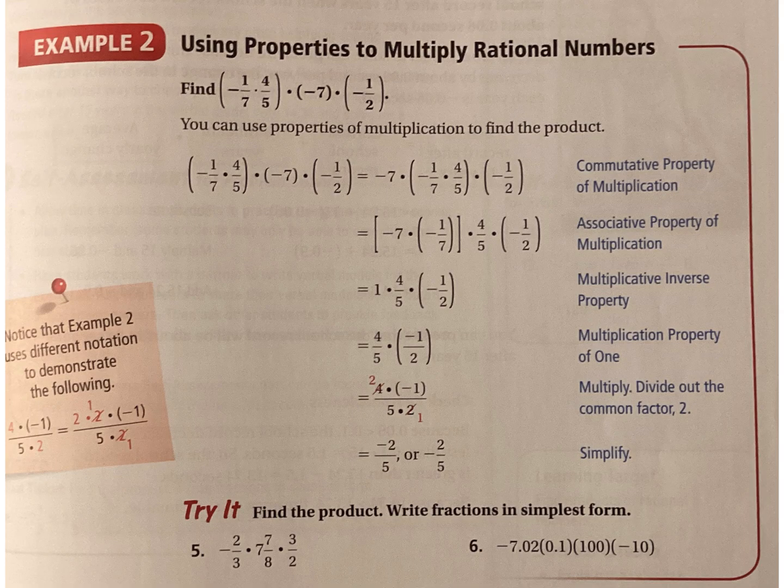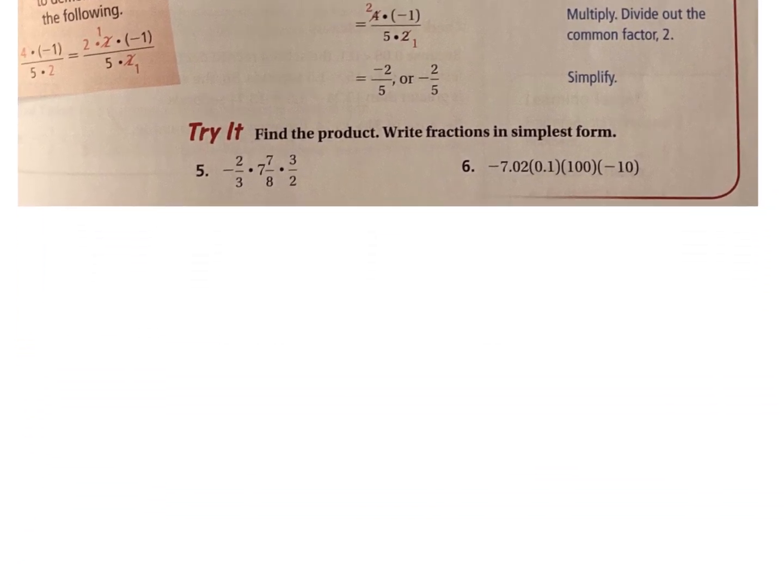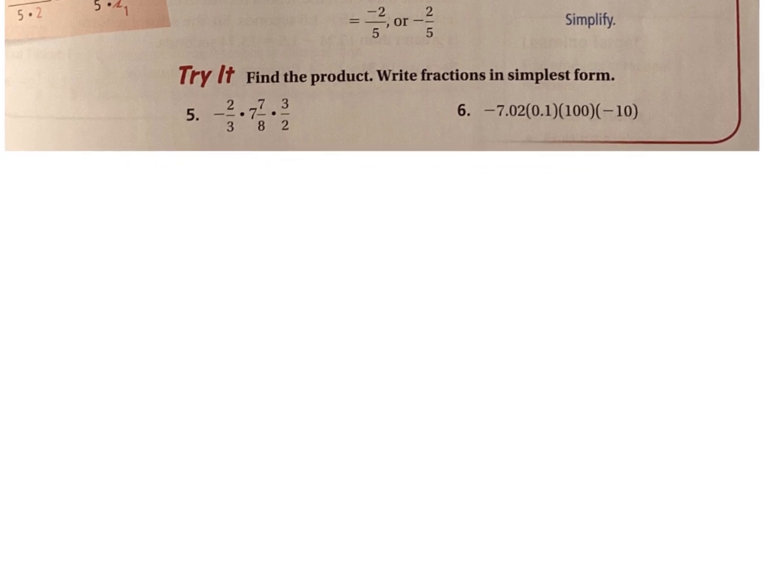This example shows you how to use properties to multiply rational numbers, like the commutative property of multiplication, which says if you have all multiplication, it doesn't matter what you multiply first, you're going to multiply it all together anyways, so you can pick and choose what you want to do first, second, third, etc. All right, you can look through that example if you would like. I'm going to just do the try-its for you. Again, if you want to pause it, try it on your own, and come back and watch me, you can do that too.